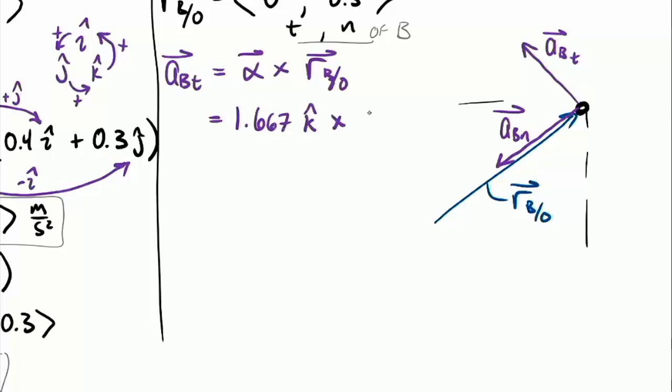Now I cross that 0.5 negative e hat sub n. I know I've only used that notation once, but it's the unit vector in the normal direction. And all I've really done is I brought over the negative that was on the 0.5, right? So you can put that negative either place, either in front of the 0.5 or with the unit vector.